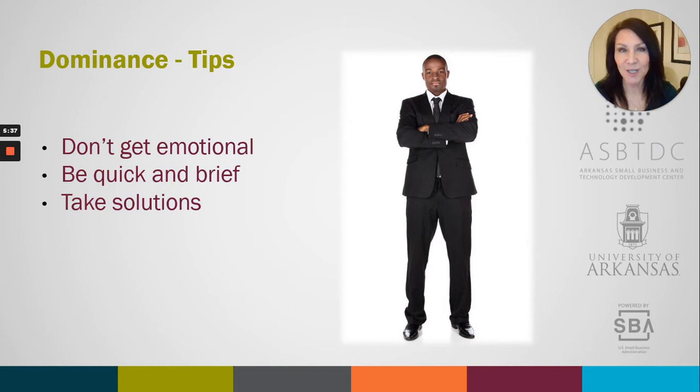3 tips to communicate with a D. You can't get emotional. They don't like emotion. They'll probably shut it off the minute you walk in their office. Be quick and brief. Like I said earlier, everything they do is quick. They want your emails to be quick, as well as they'll answer your emails with a yes or a no. They want your phone calls to be quick, your visits to the office to be quick.